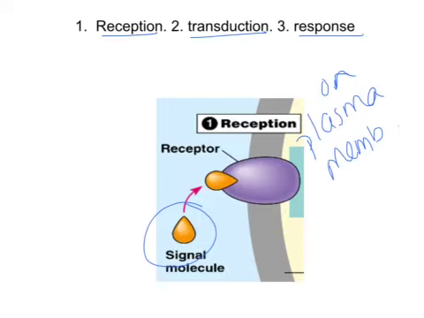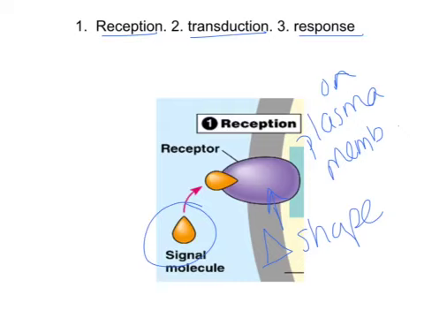Most of the time, this reception is going to cause a change in the receptor shape. Y'all remember a triangle is change? So we're going to get a change in the receptor shape, or that conformation of the receptor. And that will usually trigger the transduction pathway that happens after that.